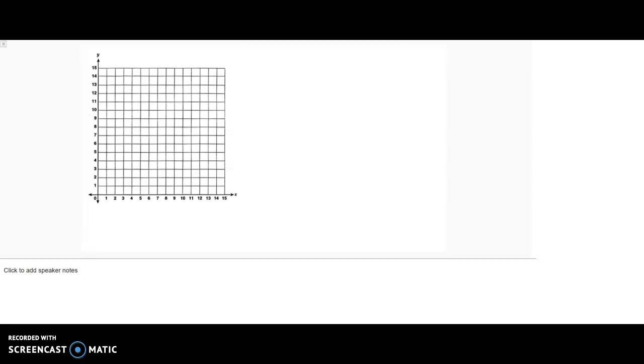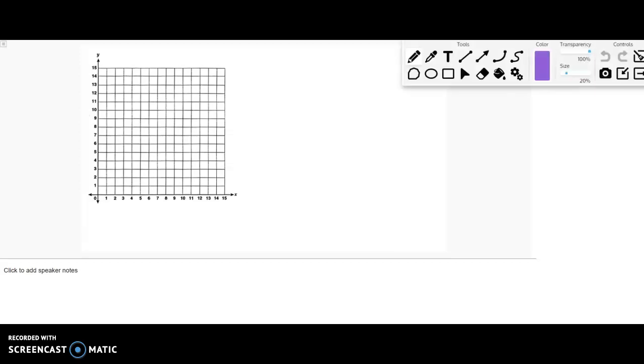All right, today we are looking at coordinate grids. So this is a coordinate grid, or coordinate plane. We're going to look at how I would graph points on this coordinate grid.